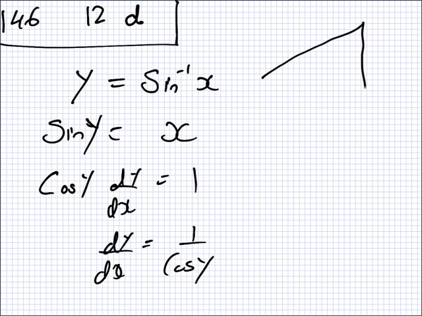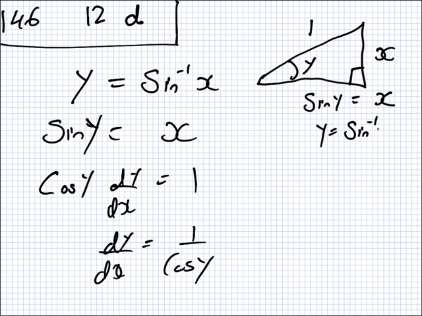Right, let me draw a triangle here. Let me call this side x and this side 1. And this side y. What's sine y equal to? On this triangle, what's sine y equal to? x over 1. So what would y equal? Sine inverse x. Yeah? This triangle is representing exactly this equation. Therefore, from this triangle I can get what the cos y must have been. We need to get this base. We can get that using Pythagoras, which would be square root of 1 minus x squared, over 1.